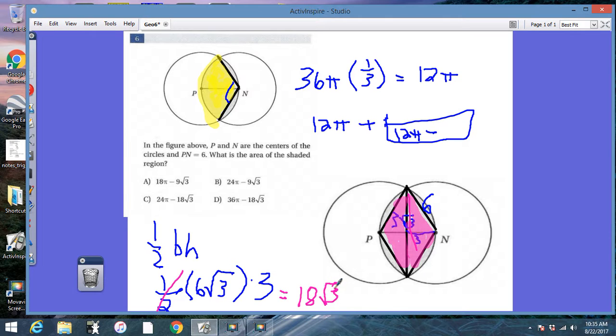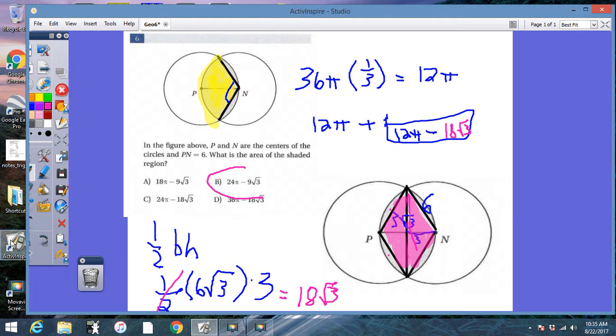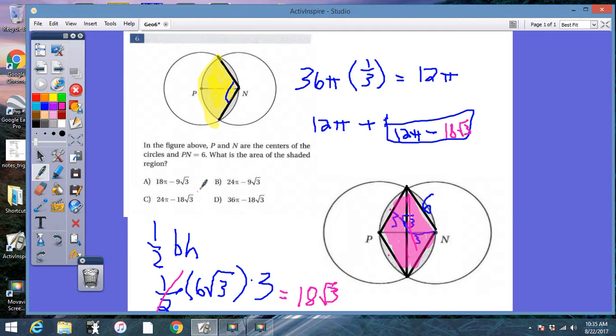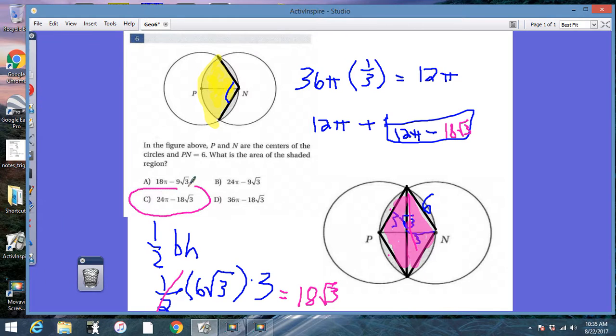Remember, to get this piece here and this piece here, we were going to take our yellow area, subtract out the parallelogram. So we're going to subtract out 18 root 3. So add these together. We're adding the yellow area, 12 pi, and then 12 pi minus 18 root 3. So we're going to get 24 pi minus 18 root 3, which was answer C.